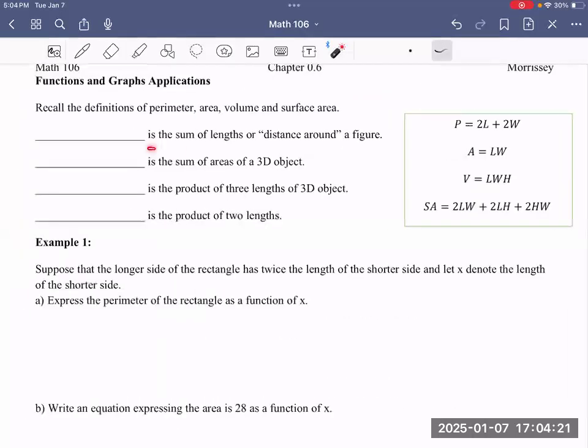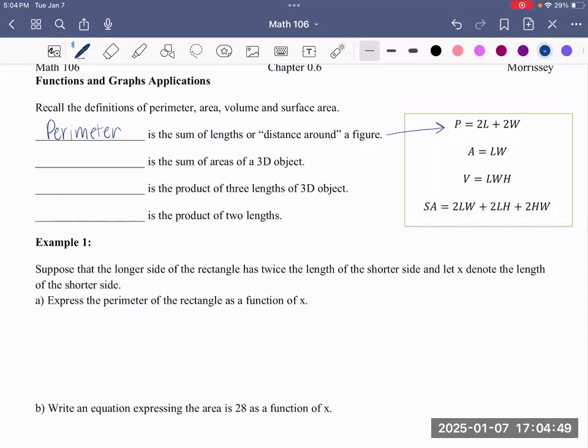So it says blank is the sum of lengths or the distance around a figure. Any figure, the distance around it will be called perimeter. Perimeter for the rectangular one is 2L plus 2W. That is just going all the way around a rectangle.